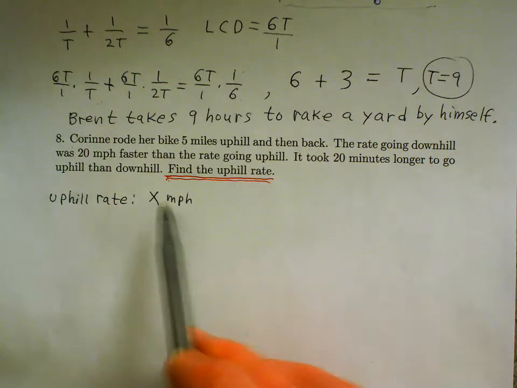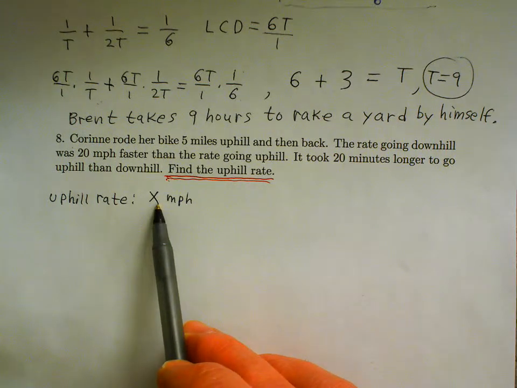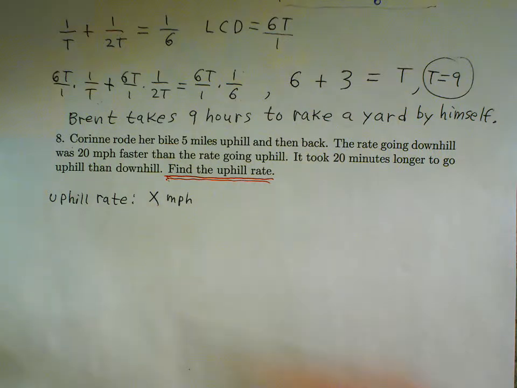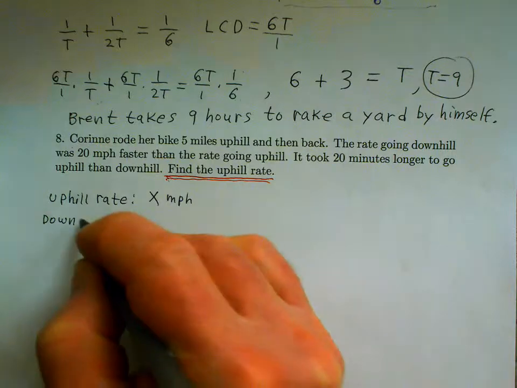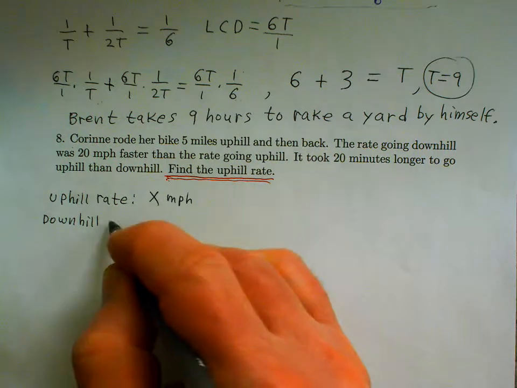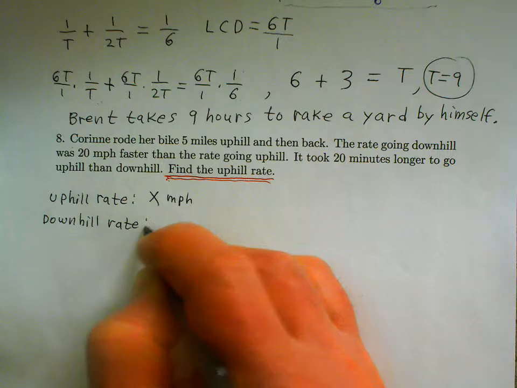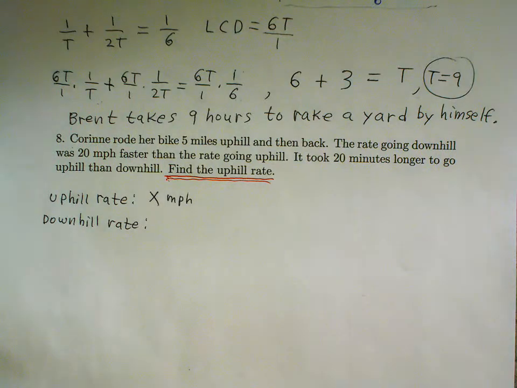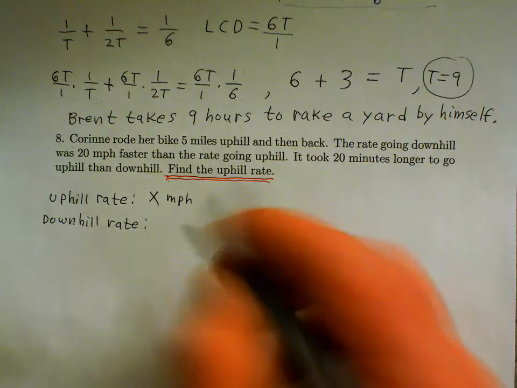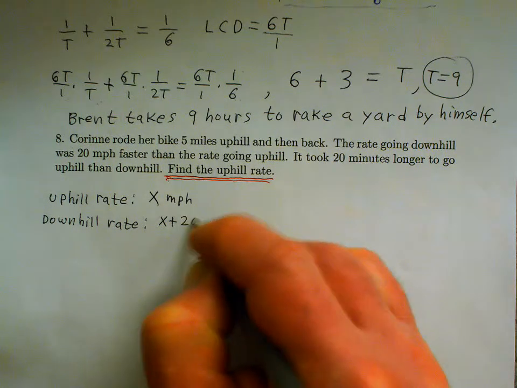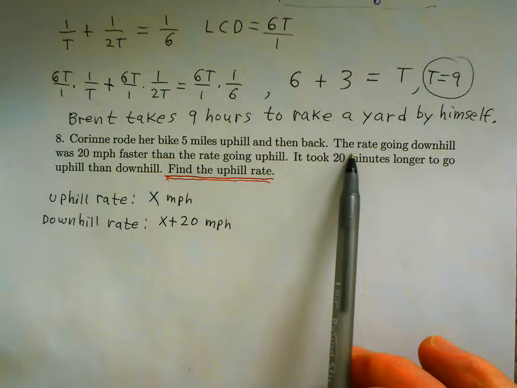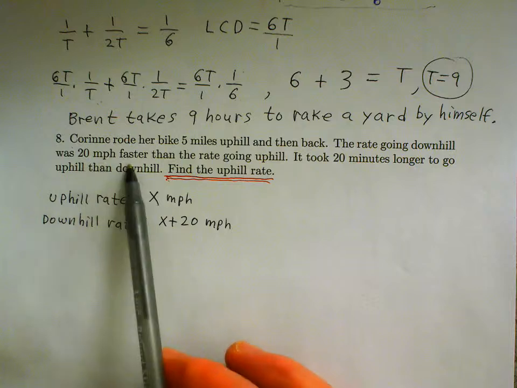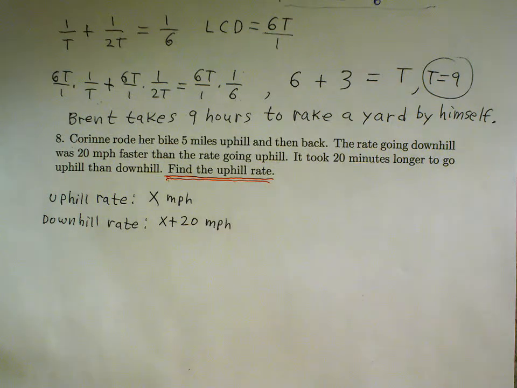Well, with the variable assignment for the uphill rate and the information in the problem, we can also write something for the downhill rate. So what's the downhill rate? X plus 20. Yeah, X plus 20 miles per hour. Because we're told in the second sentence, the rate going downhill was 20 miles per hour faster than the rate going uphill. Okay.